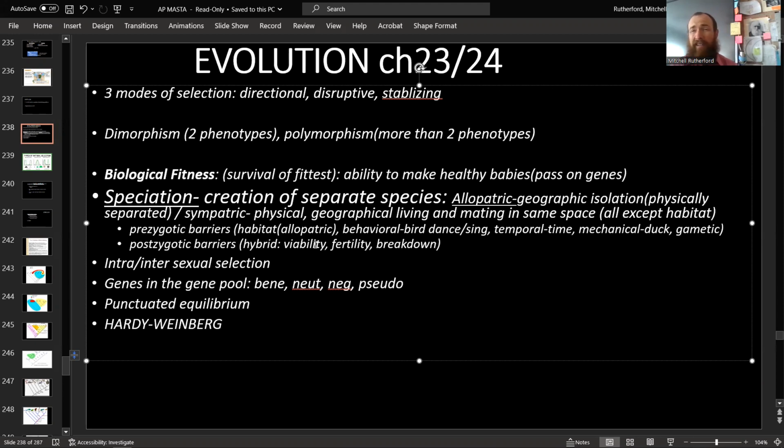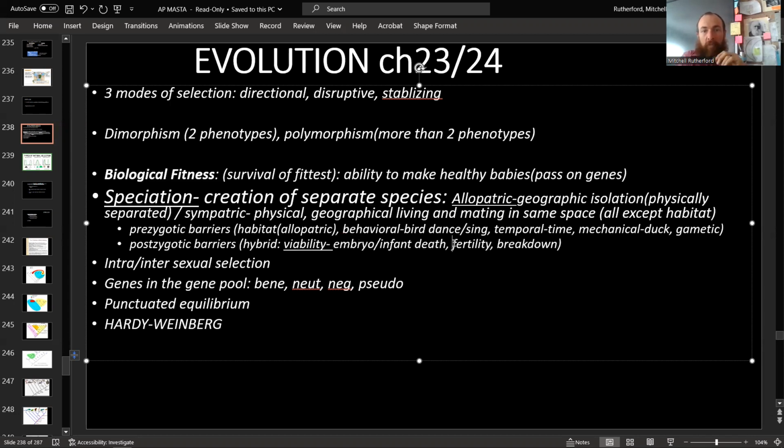Okay, maybe it dies in infancy. That would be hybrid viability, if the baby's born but it dies quickly. Okay, that would be hybrid viability, where it's not viable. So we could call this embryo or infant death. That would be hybrid viability. That's going to be what makes that not viable.